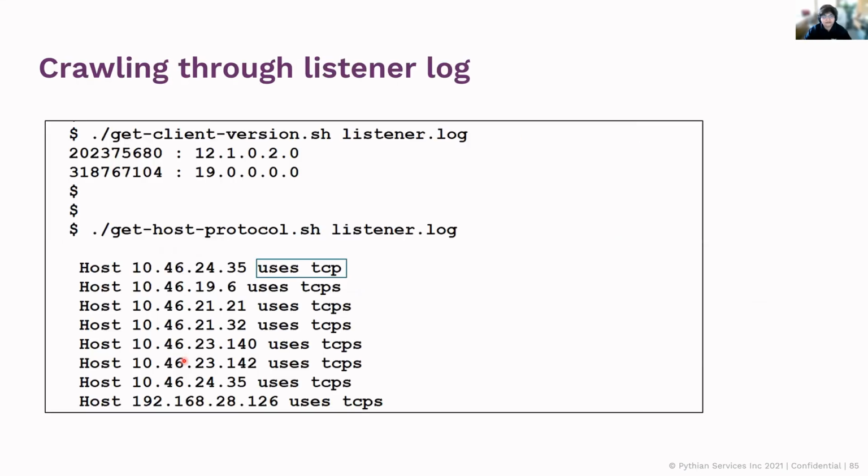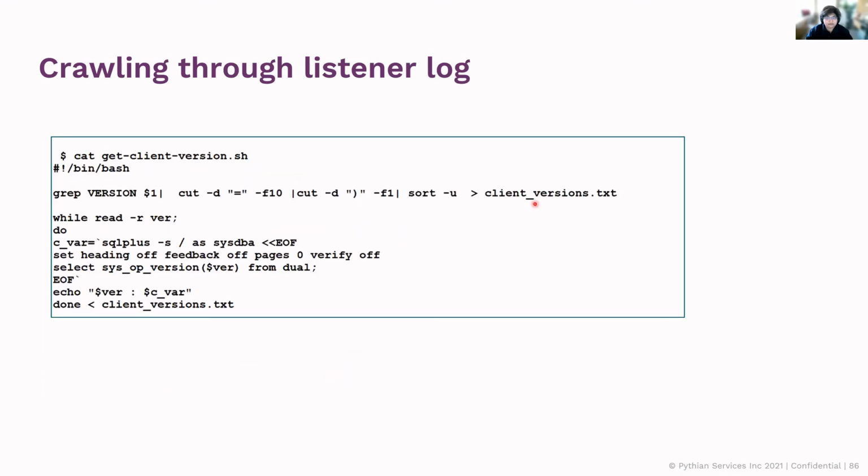And you can create a small snippet and parse your listener log through it. So I pass my listener log, and it gives me the version. This is the version that's there in the listener log and the associated client version. Or I can parse and figure out which host uses which protocols, right? It's a very simple thing. I'm just parsing my listener log, and I'm just using the same function to convert it into a human readable form.